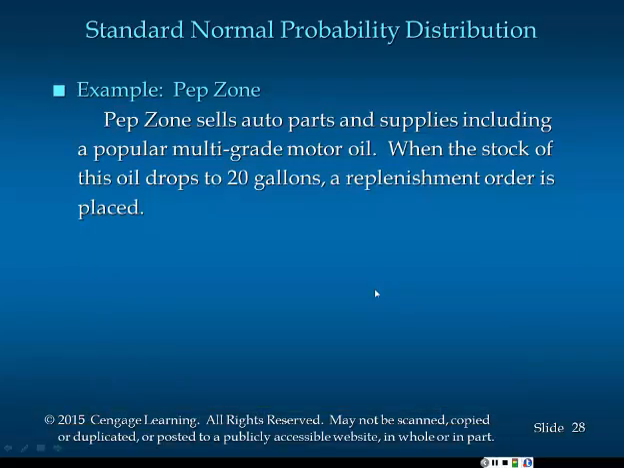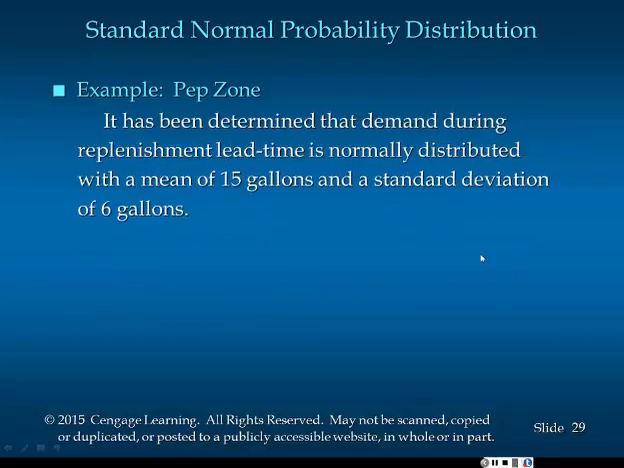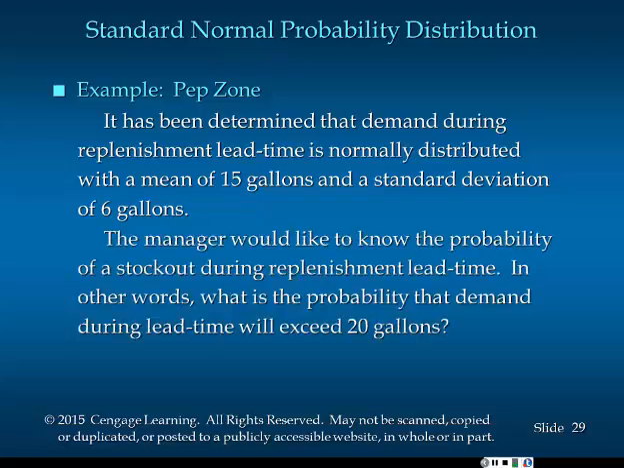Alright, so here's one example. Pepzone sells auto parts and supplies, including a popular multi-grade motor oil. When the stock of the oil drops to 20 gallons, a replenishment order is placed. The store manager is concerned that sales are being lost due to stockouts while waiting for the replenishment order. It has been determined that demand during replenishment lead time is normally distributed with a mean of 15 and a standard deviation of 6. The manager would like to know the probability of a stockout during the replenishment lead time. In other words, what is the probability that demand during this lead time will exceed 20 gallons?